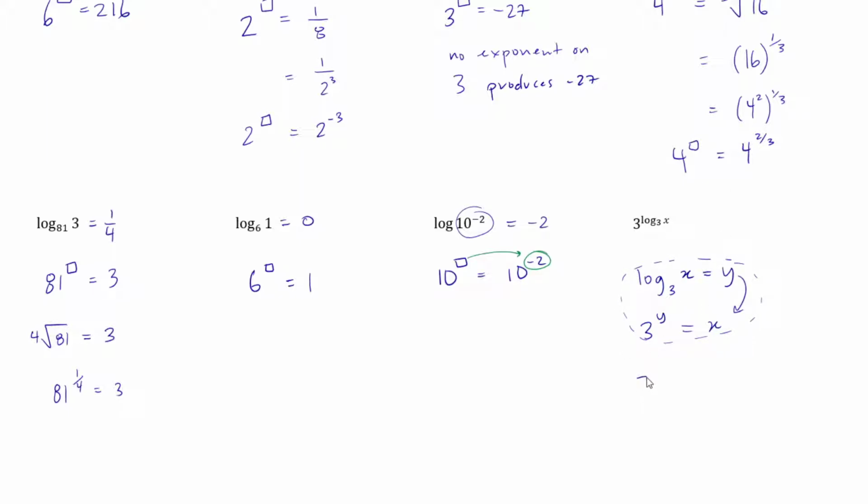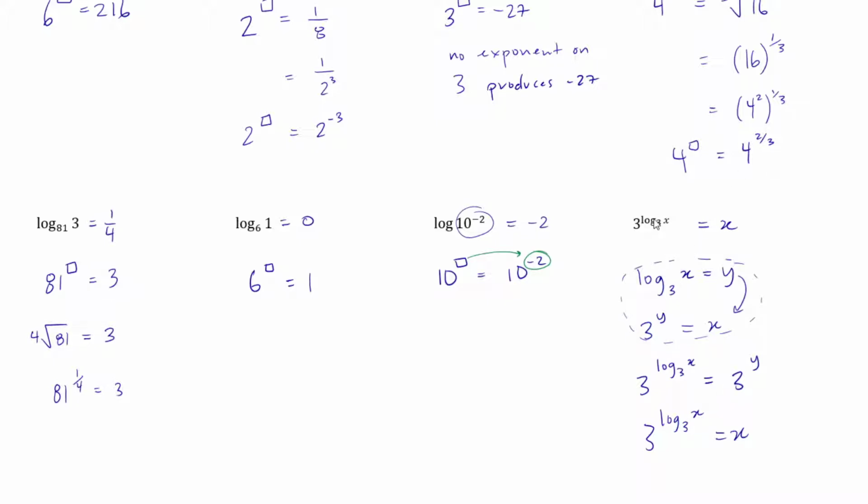So then if I write 3 to the log x base 3, that's the same thing as saying, well, I know that log x base 3 is equal to some exponent y. So that means 3 to the y. But we already said that 3 to the y equals x, so 3 to the y just equals x. So log x base 3 as an exponent of 3 simply returns x again.